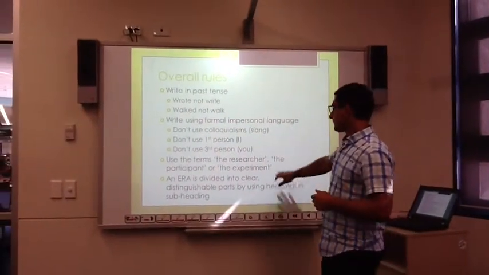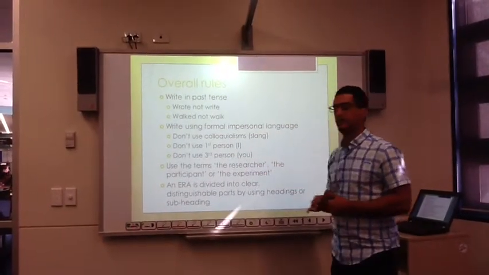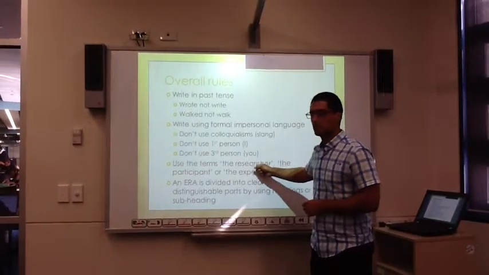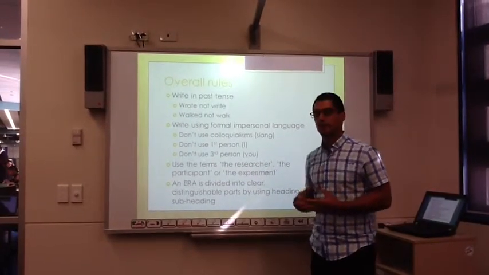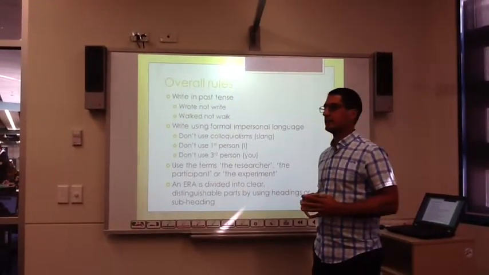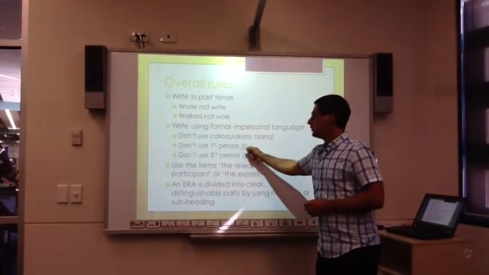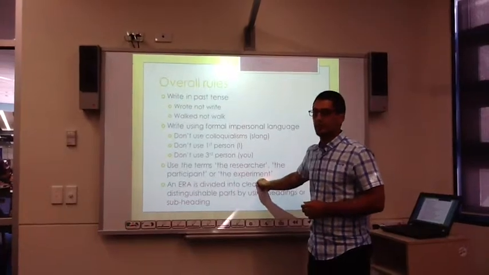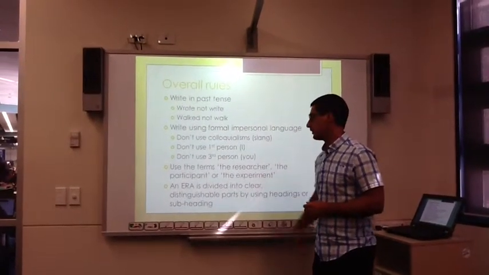Another really important point that students often make mistakes with is referring to the researcher and the participant. It is really important to do that, and it will help avoid using the I so much. Also, refer to the experiment, not my experiment, the experiment.